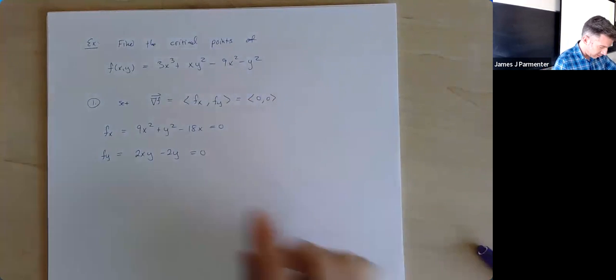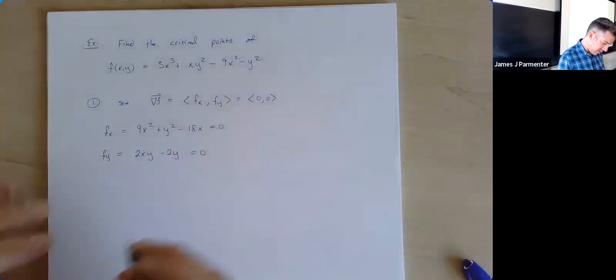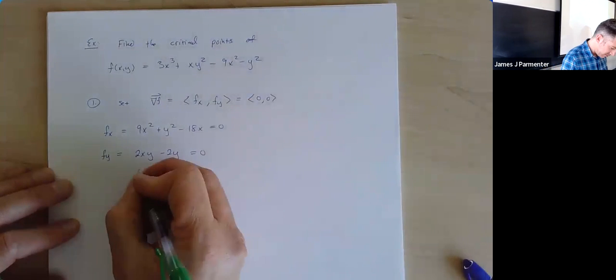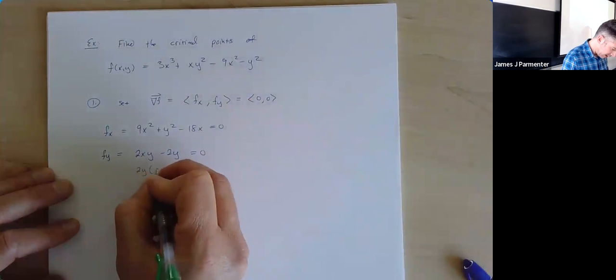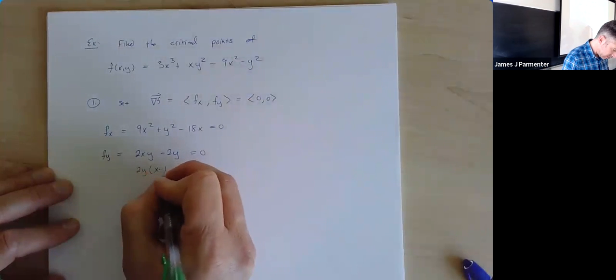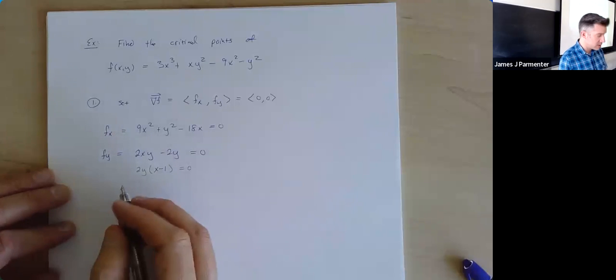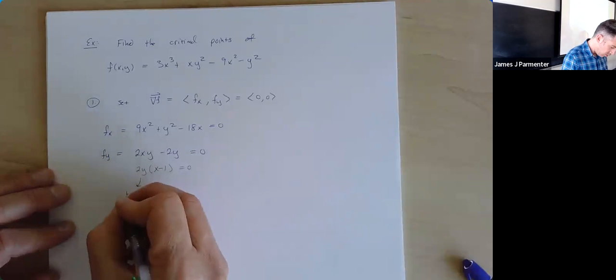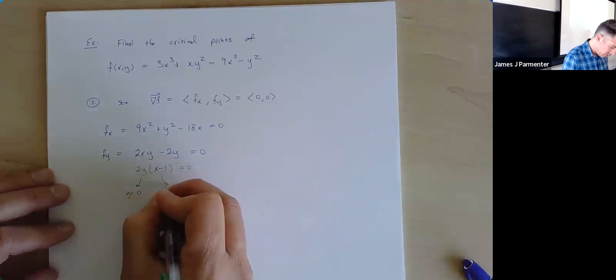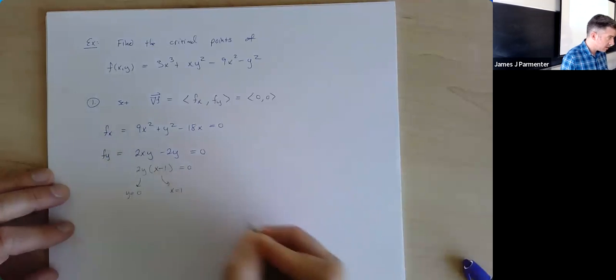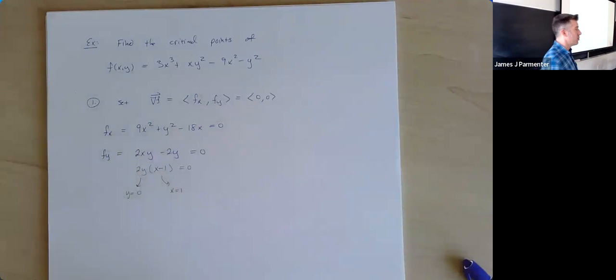So if I look at that second equation, I can factor out a 2y. If I do that, I get 2y times (x minus 1) equal to 0. So my solutions to this equation are either y equal to 0 or x equal to 1. And I want to be extra clear about this. This does not mean that (1, 0) is a critical point.